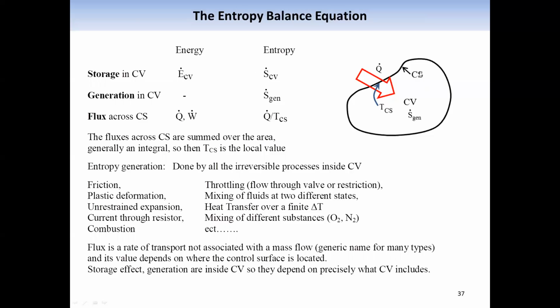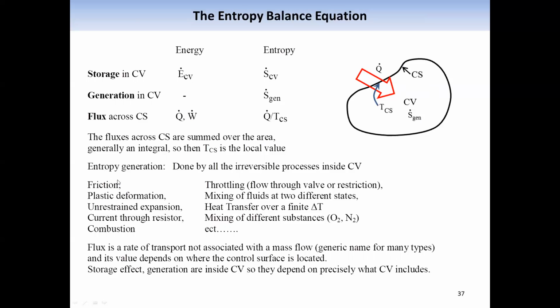On the right, we see the control volume denoted by this black curve, and its surface has a temperature denoted by T sub Cs. Control volume, control surface, temperature of the control surface, and if we have a heat transfer, it causes irreversible heat transfer. It causes an entropy generation.